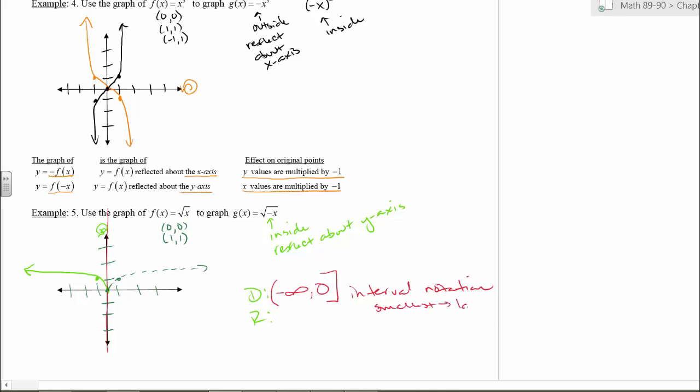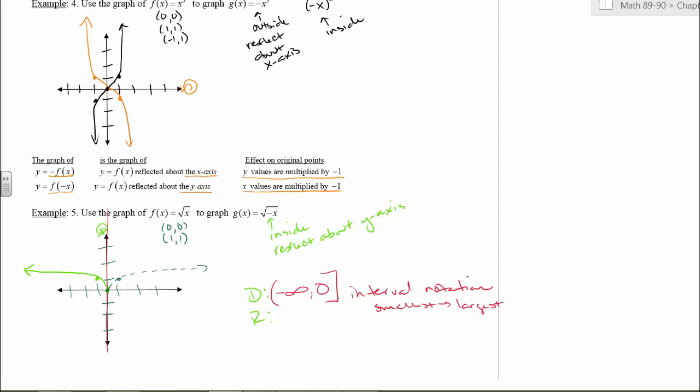So negative infinity, the comma, notice this is not an ordered pair, this is interval notation. Negative infinity up to 0, close with a bracket, because we actually take on that value and we stop there. So that's our domain. Now what's our range?